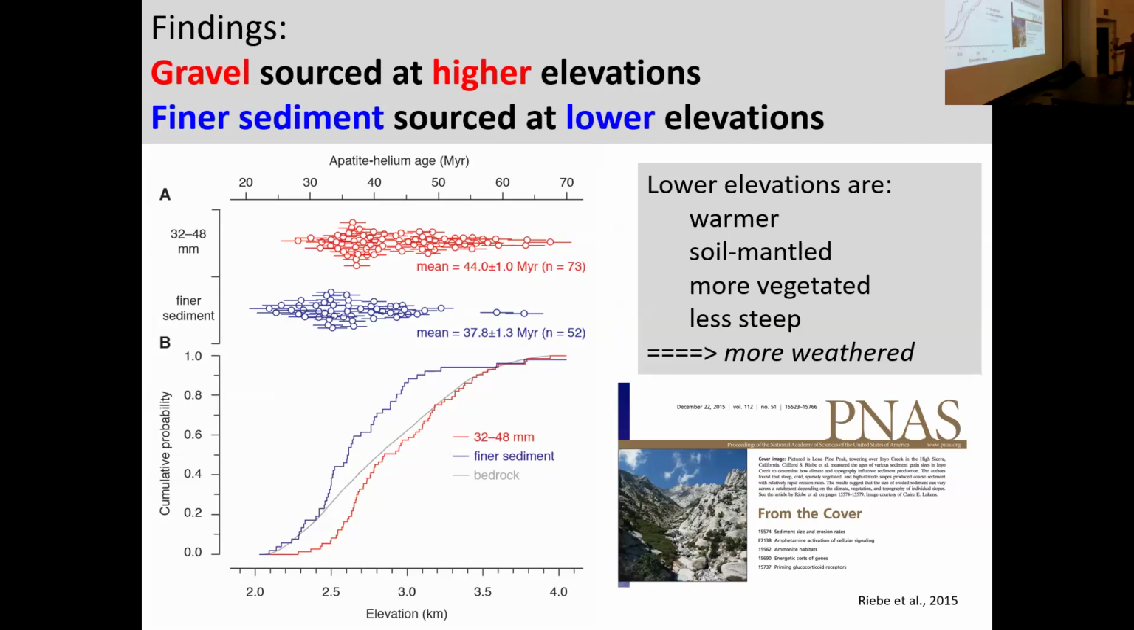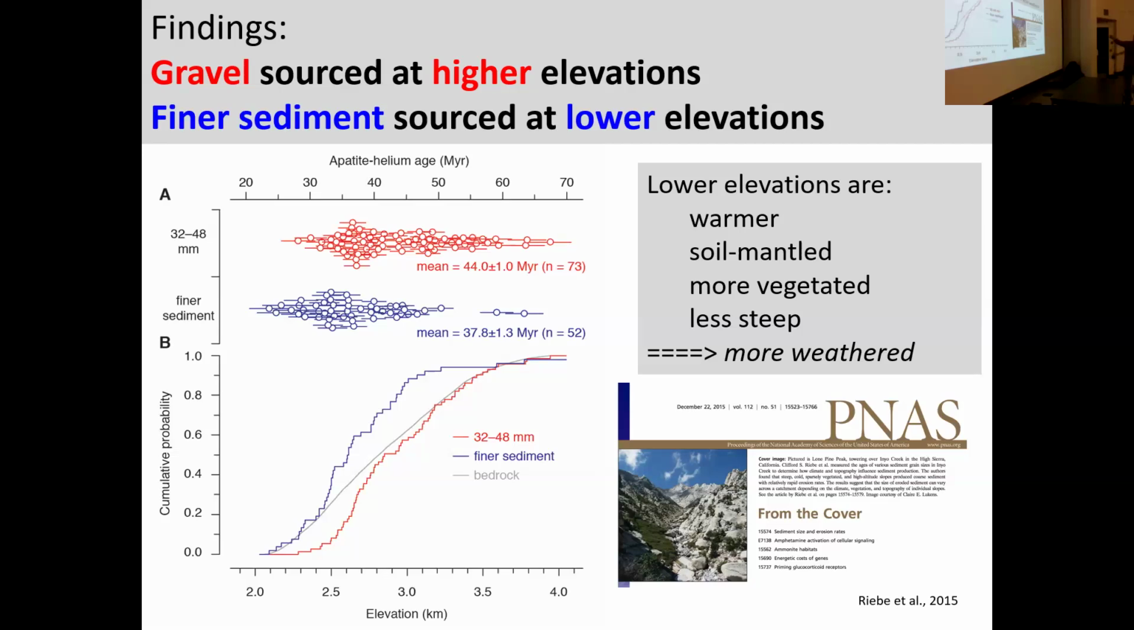And this fit with our hypothesis because these lower elevations that were producing smaller particles are warmer, they're soil mantled, they're more vegetated, they're less steep, they're more weathery. And we got this published on the cover of PNAS because it's like the first time somebody had really documented this kind of pattern, which should have been done a long time ago.